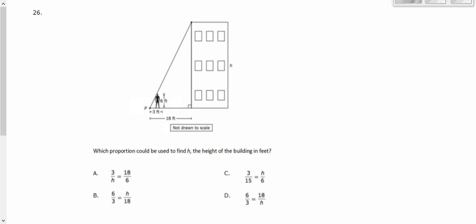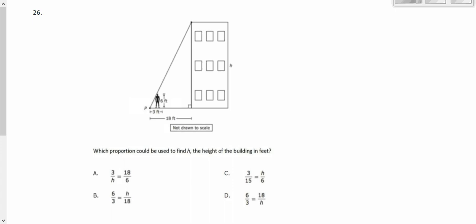Okay, continuing. Number 26. Which proportion could be used to find H, the height of the building in feet? Okay, so this one's a little bit harder to see our similar figures, but you can see that there are actually two triangles placed within each other. And you can see one triangle here with the height of the man, and then you can see the larger triangle, the height of the building. And what we should recognize is that my angles are matching up. So I have right angles, but then this angle in the corner here is also matching up, which tells me that I have similar figures because my angles are all congruent.